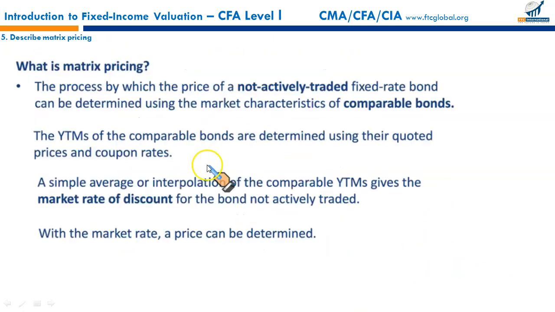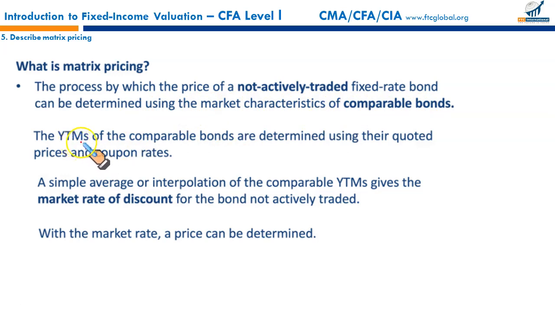Your next LOS is define matrix pricing. What is matrix pricing? When we have to value a bond that is not actively traded, or maybe it is not traded at all. It is the process by which the price of a not actively traded fixed rate bond can be determined using the market characteristics of a comparable bond. So how do we value such a bond?